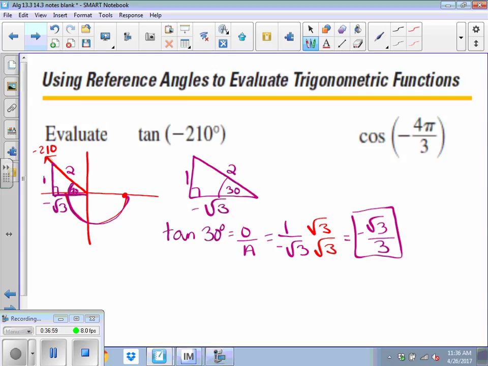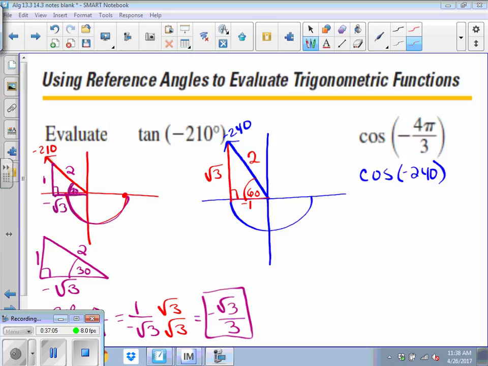I want y'all to try this one. Cosine negative 4 pi over 3. Adjacent over hypotenuse. What's adjacent? Negative 1. And hypotenuse is 2.